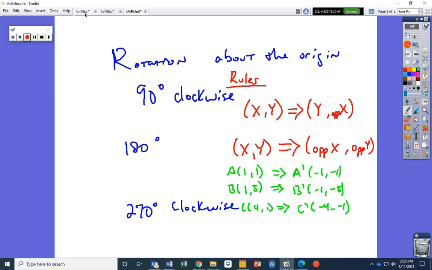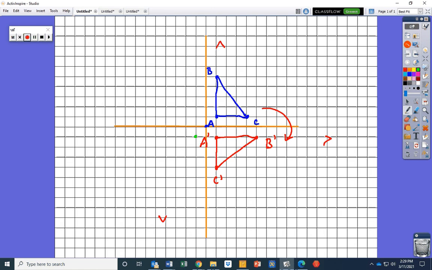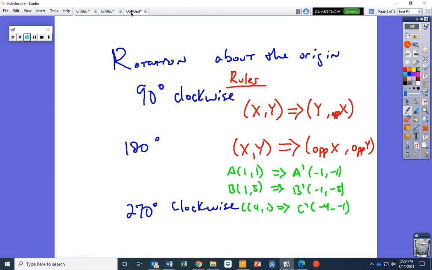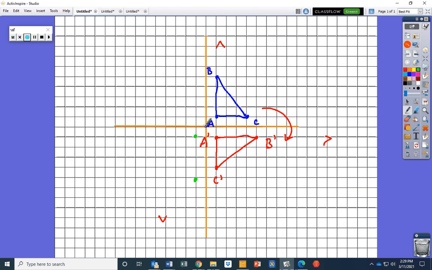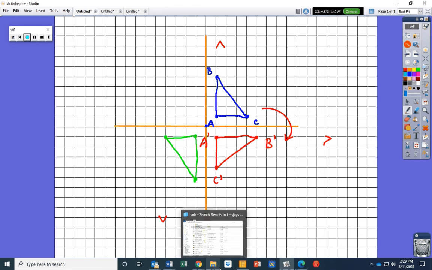Okay, so -1, -1. So back 1, down 1. And then what was the next one? It was -1, -5. That's back 1, down 1, 2, 3, 4, 5. And then what was the last one? -4, -1. So 1, 2, 3, 4, down 1. So this should be the same shape, but this time it's pointing where? Dang, man, I can't make a straight line. It's pointing down. Does that make sense so far?